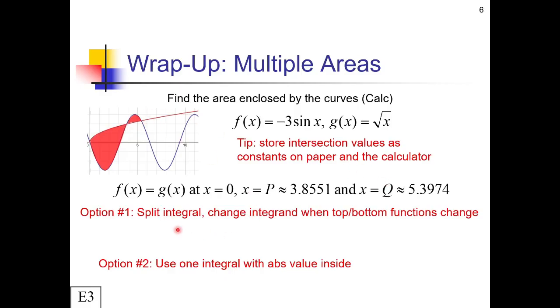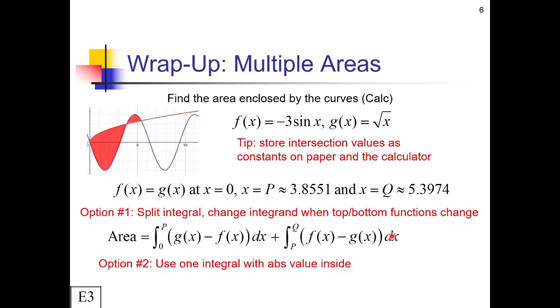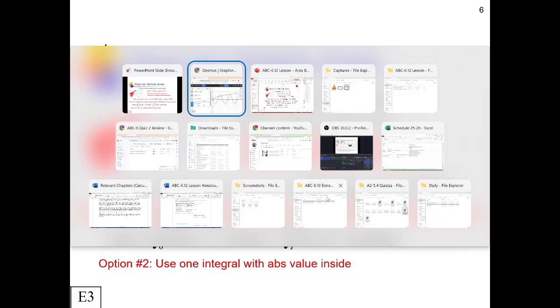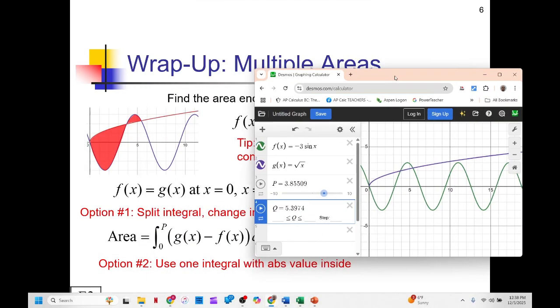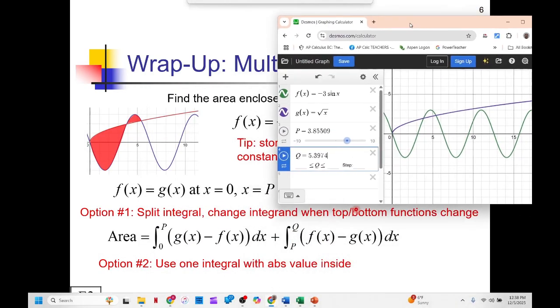So if I want to split the integral, my first integral, we're going to be going from 0 to P, and that is going to be the square root minus the sine function, so g of x minus f of x in there. Our next integral would be from P to Q, and that would be, in this case, the sine minus the square root, so f of x minus g of x. And we can plug all that in on the calculator. So let me go ahead and show you all of that plugged in.